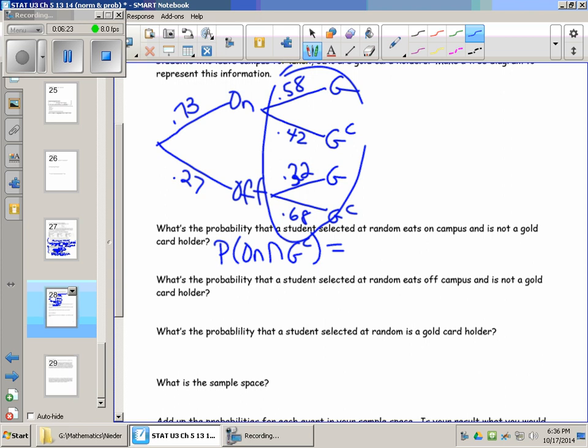They're not independent. So if we're actually applying the formula, we need the probability of on times the probability of not being a gold card holder, given that you eat on campus. And these tree branches have already done that for us. So the probability of eating on campus is 73% times the probability that you're not a gold card holder given that you eat on campus. Well, that's what this is right here, because given we've eaten on campus, this now is the probability that we're not a gold card holder. So that gave us that conditional probability. So you multiply that out, and you should get approximately 0.3066, I believe. Okay? Go ahead and hit pause, and I want you to try the second one by yourself.